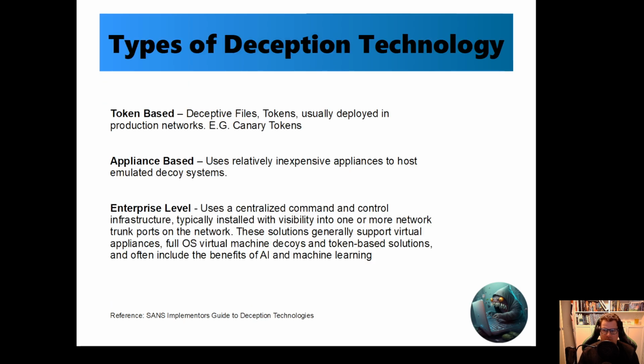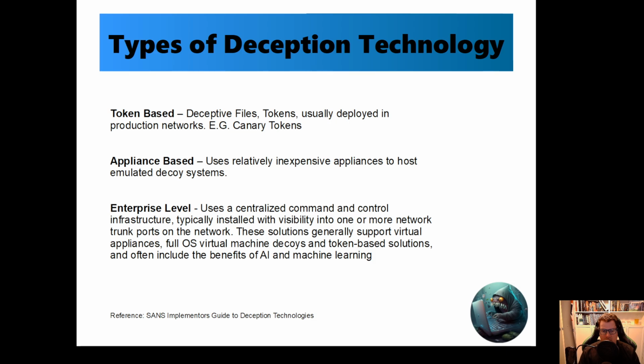Different types of deception technology. Probably the simplest is token based. Things like deceptive files, web bugs, other bits and pieces that you can deploy quite simply into your environment. An example of these is canary tokens. They're very easy to create, and you could leave them sitting in a file share, for example. And once someone interacts with that file, it'll trigger.